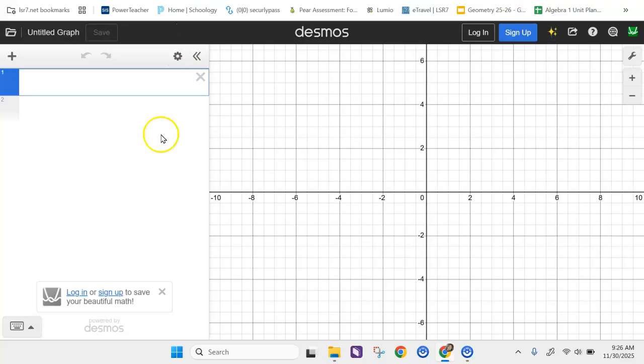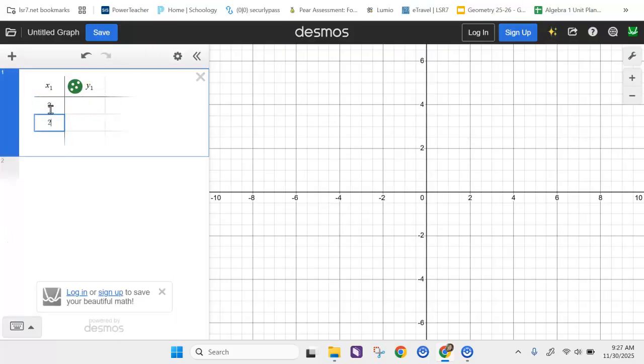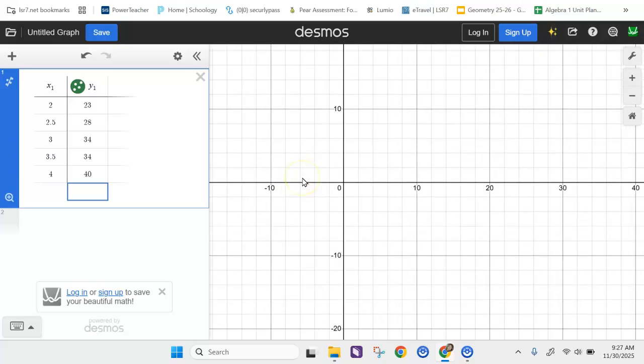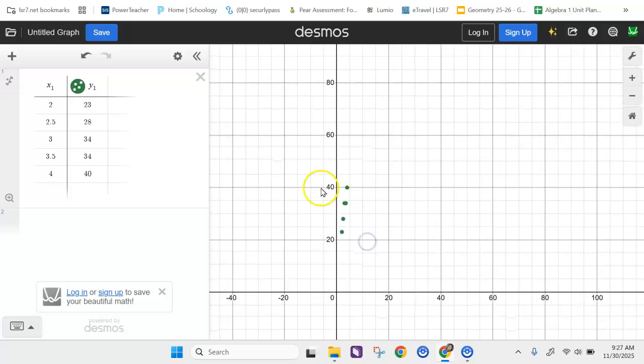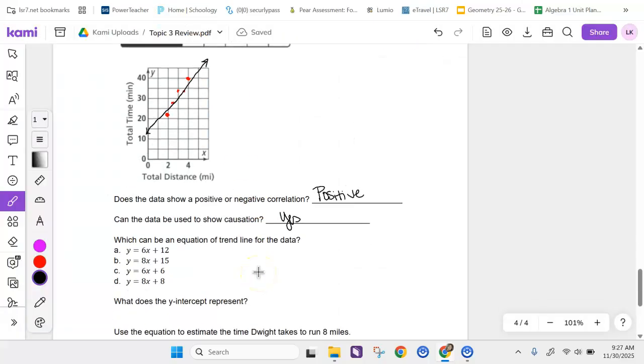So the first thing you're going to do is you're going to go to Desmos and you're going to add a table. And you're going to fill out the table. So we have 2, 2.5, 3, 3.5, 4, and then I have 23, 28, 34, 34, and then 40. Okay, now there's my points here, and then I'm going to hit this right here, add regression, and that tells you right here, y equals 8x plus 7.8. So it's going to be D, because you could round up.